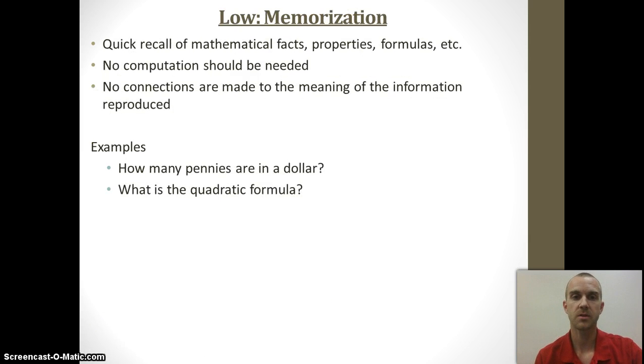So let's look at the 4 different levels. First, we have memorization. This is the lowest level where we're looking at quick recall of facts, properties, formulas. We're not looking at something that requires any computation, and we're not making connections between the meaning of the memorized fact and the conceptual understanding. 2 examples of questions. How many pennies are in a dollar? Most students should easily say 100 pennies in a dollar. And then, what is the quadratic formula? In Algebra 2, that is something that should be a very quick fact that students should know.